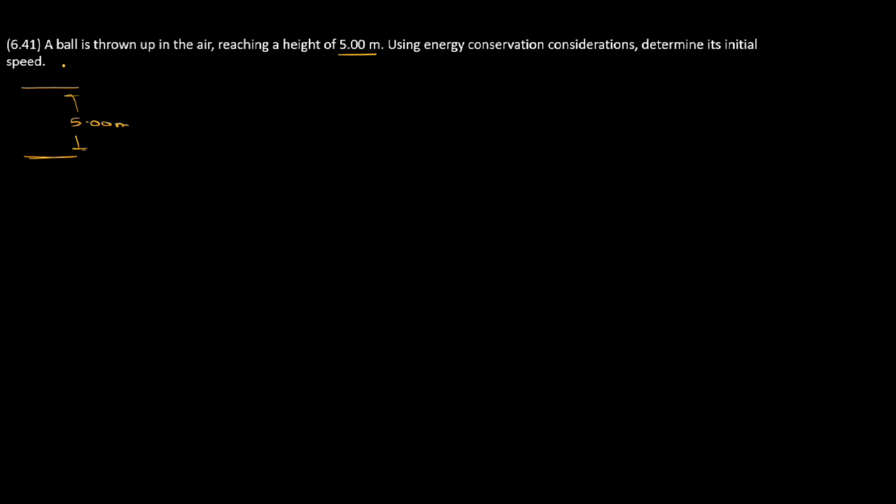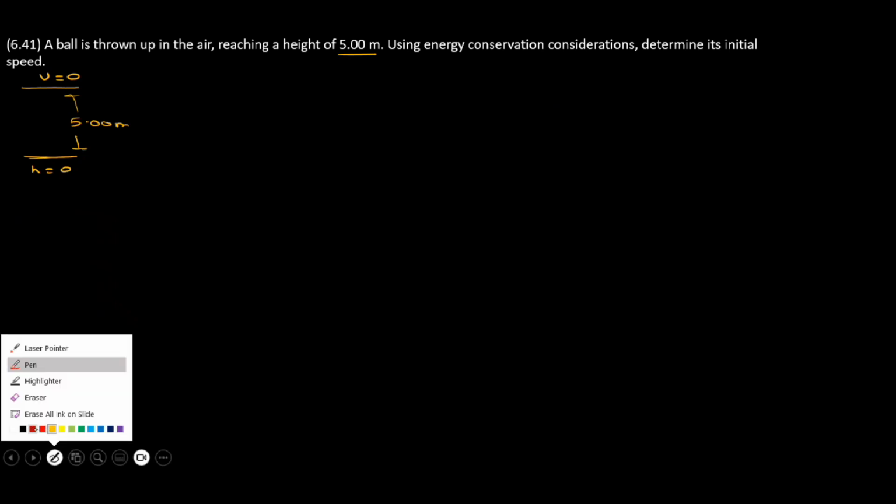We know that at the highest point, when the motion is just along the y-axis, the speed of the ball is equal to 0. The velocity of the ball at the highest point will be 0. And at the lowest point, when we are just starting the motion, at the reference point, we take the height to be equal to 0.